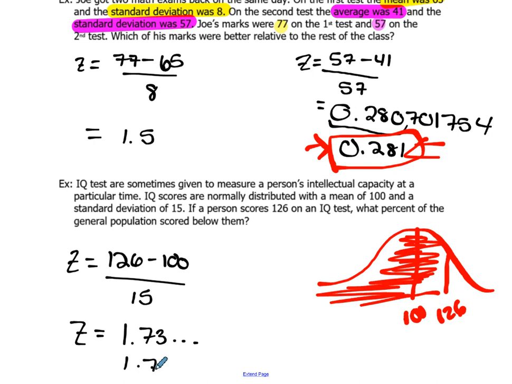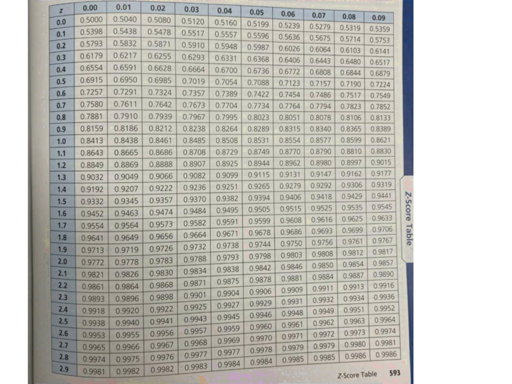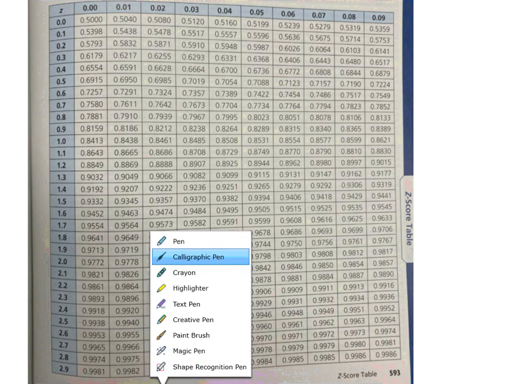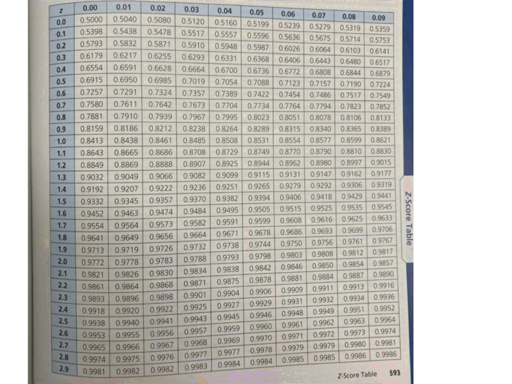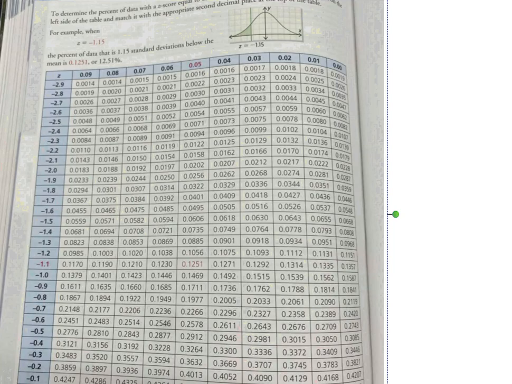So 1.73. You're going to look at your textbook and your chart. Look at page 593, because that contains the positive z-scores, and those are the ones we want. We find 1.7 along the vertical axis. Now that I have 1.7, it's right here. I'm going to go all the way across until I hit 1.73, and then I can stop. So 1.73 gives me a number of 0.9582.